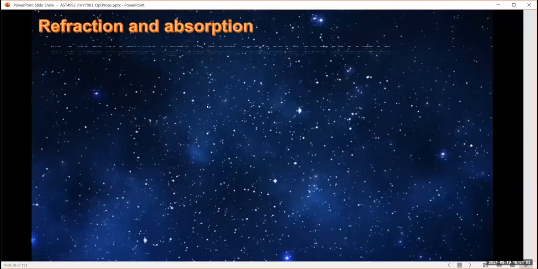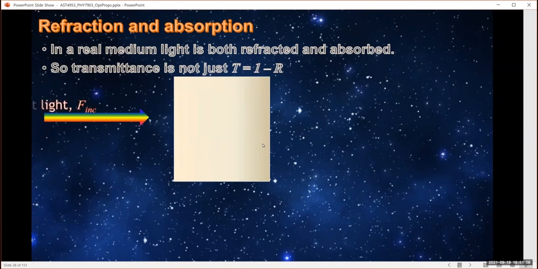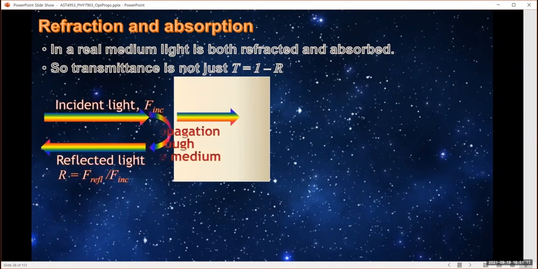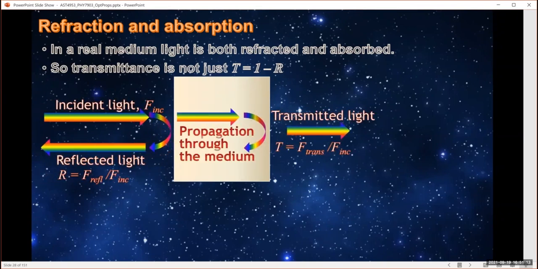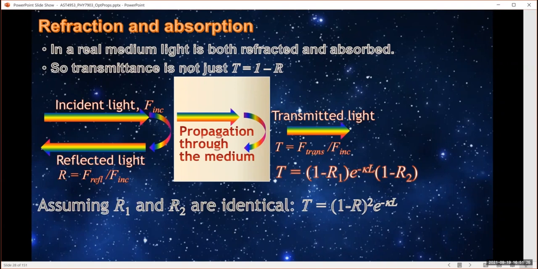So let's get back to refraction and absorption. So remember, we talked about this one before. We've got a real medium. We've got our light passing into our material. It's propagating through and it's coming out the other side. We're going to have a reflection at each surface. And so we end up with a term that gives us the transmission, the reflection, but now we understand what this kappa is. So now I'm going to say these two reflections have the same magnitude.